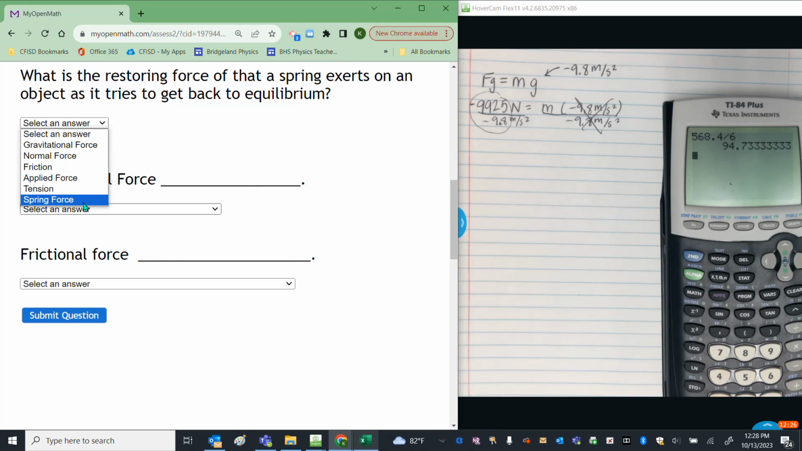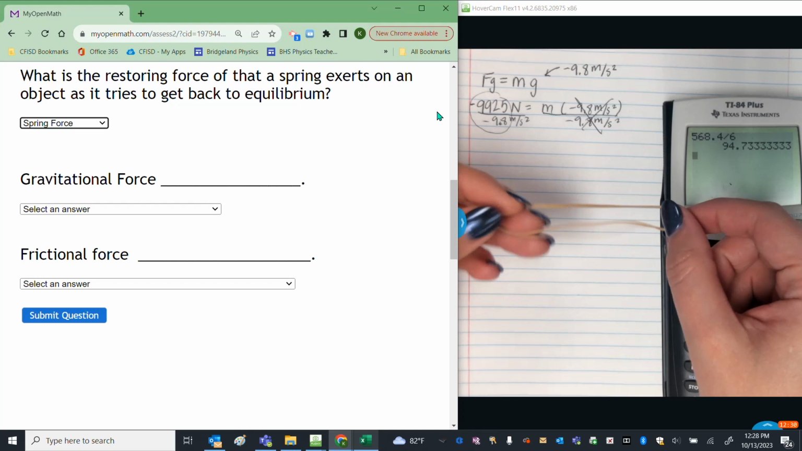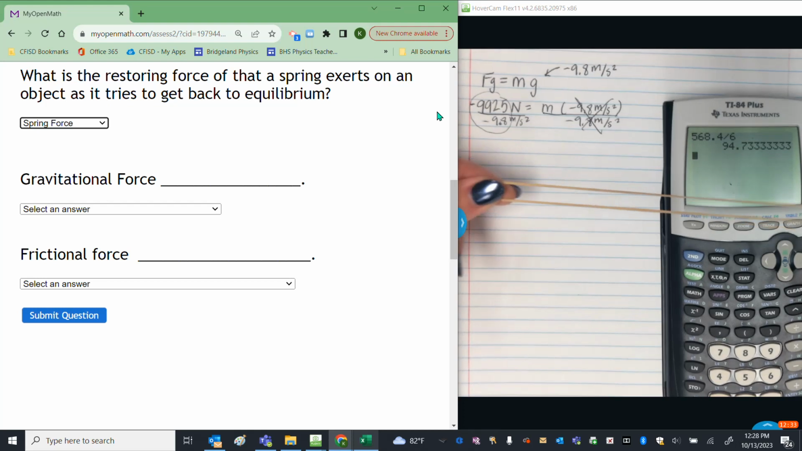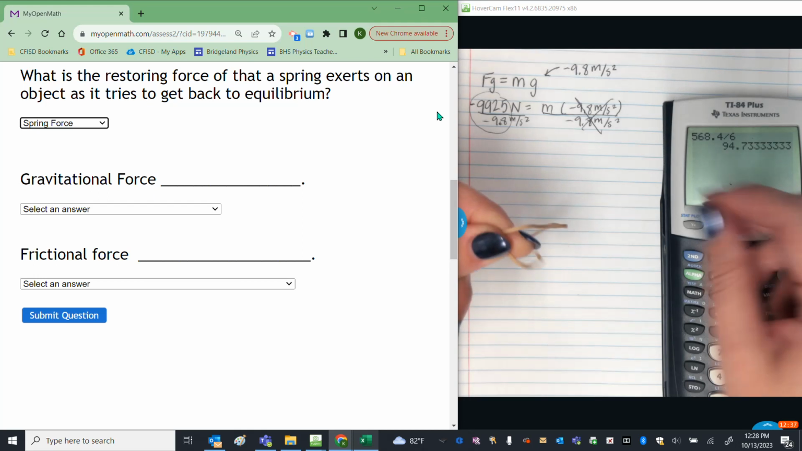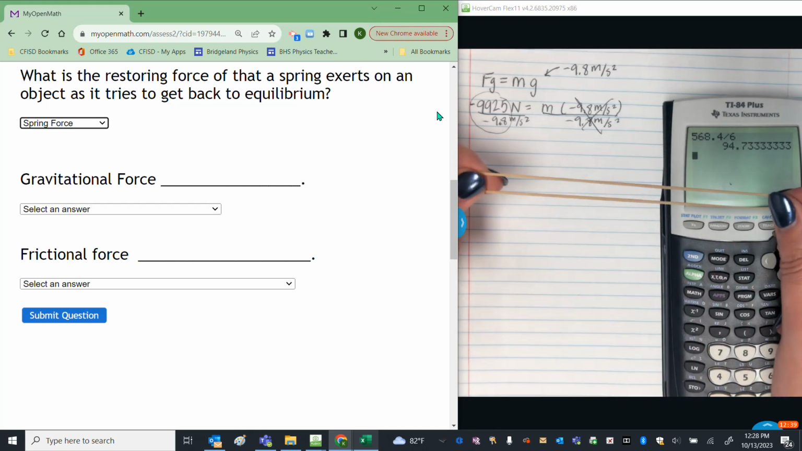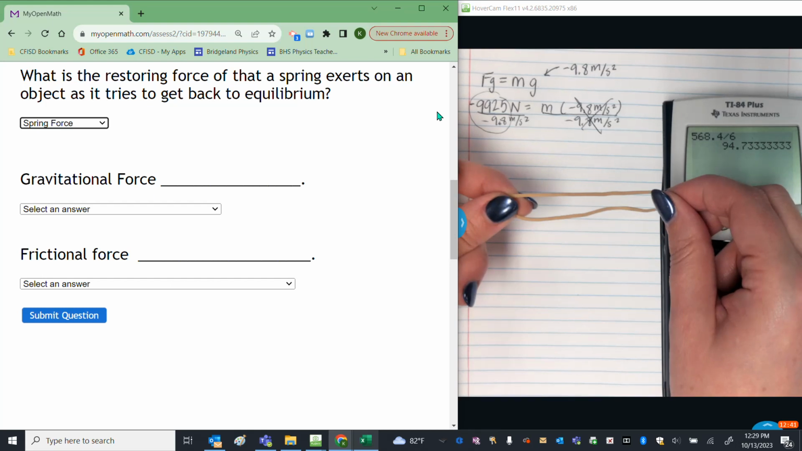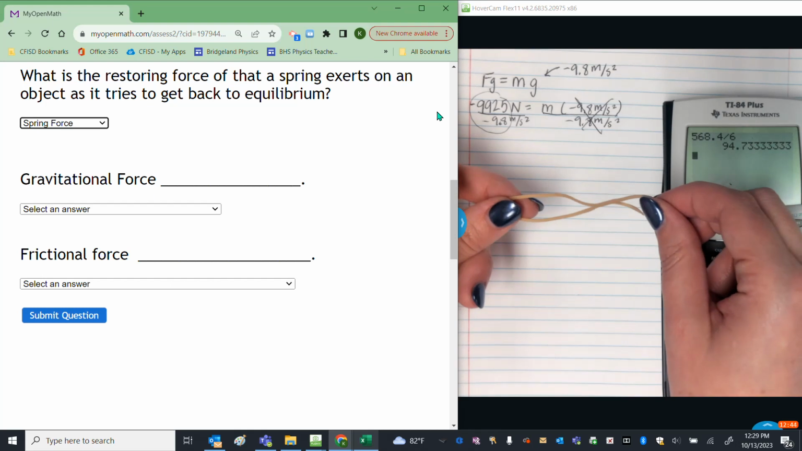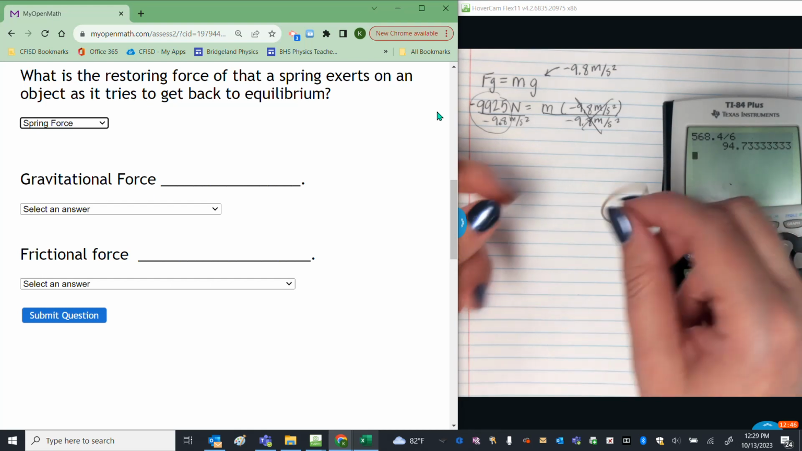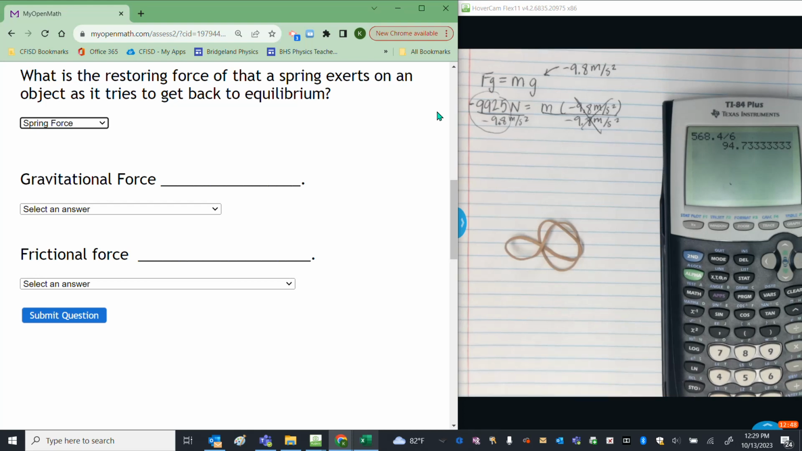But when we talk about spring force, I have a rubber band right here. If you stretch this, it wants to return back to its normal shape. In fact, if I let go, it does just that. And so the spring force is the force that wants to pull it back into equilibrium to its regular shape, whether you're talking about a spring or any other type of elastic object.